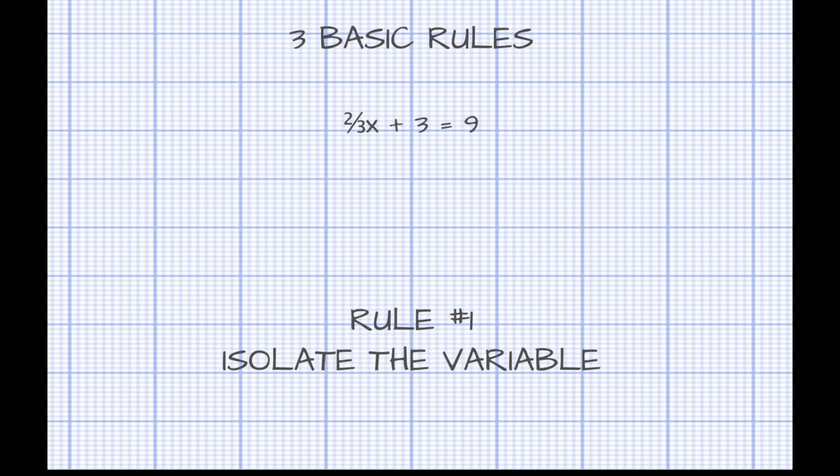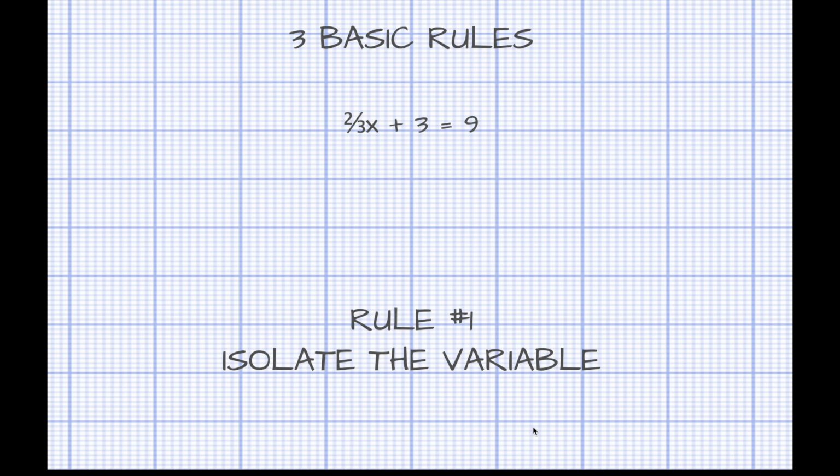This means you have to remove any addition or subtraction in the problem and move it to the other side of the equation. Now remember, when you want to move the number being added to the variable, you have to subtract the number on both sides. And if you want to move the number being subtracted from the variable, you have to add the number on both sides. For this example, we are adding 3 to 2/3 x.